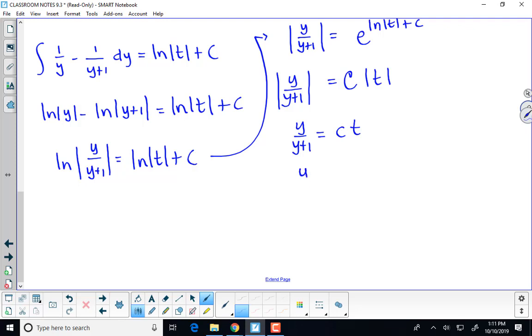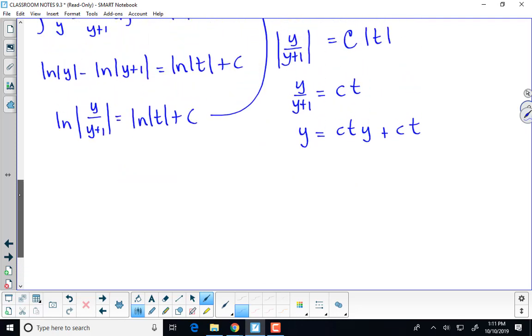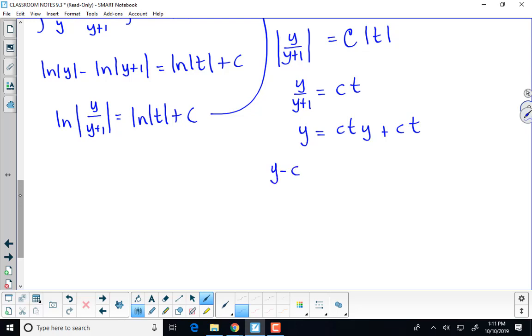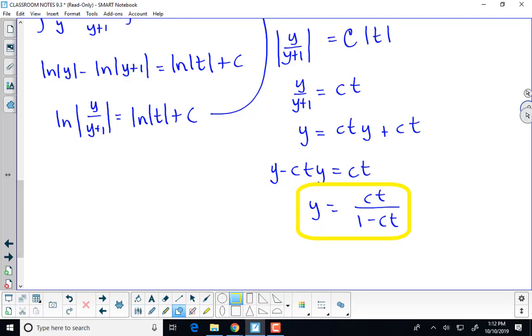Now we multiply both sides by the denominator. We'll have ct times y plus ct. Trying to isolate the y. We're almost there. We almost have our y isolated. Subtract, so we get this. Now we can do what with the y? Factor it out. Yeah. We're going to factor that y out to the front and then divide by the other factor. So let's cut to the chase: 1 minus ct. This is the general solution in explicit form.